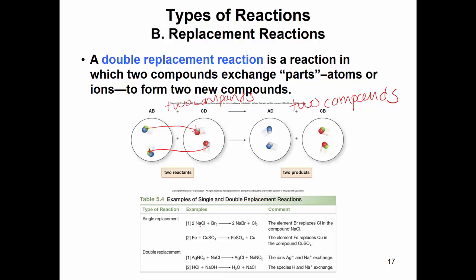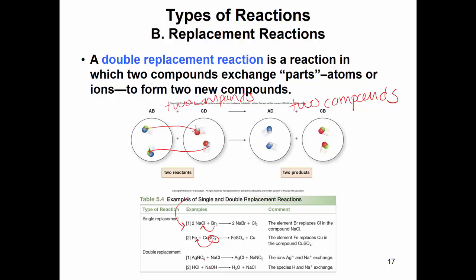Here's some good examples. So if you look down here, a single replacement, you have an element by itself. Okay, and so bromine replaces the chlorine, and now chlorine is no longer combined with another element, and so this is a single replacement. Okay, here sulfate, remember that's a polyatomic ion, so it binds with the iron, and then copper is left by itself.